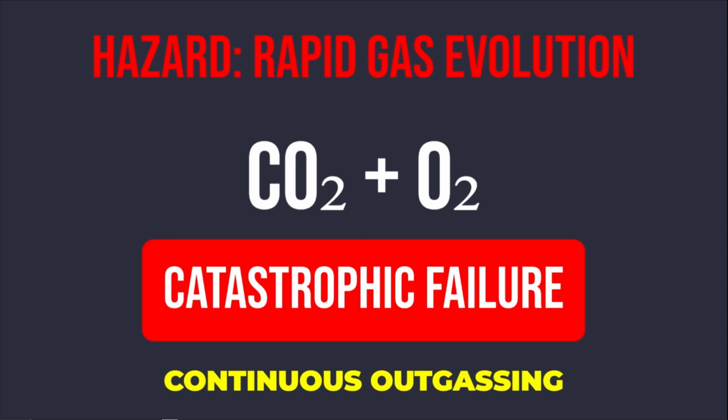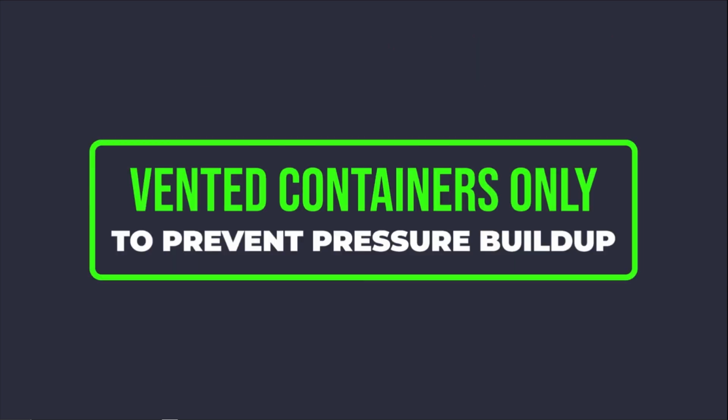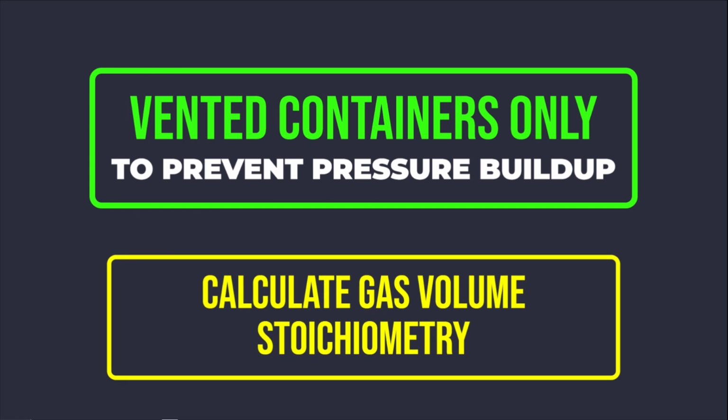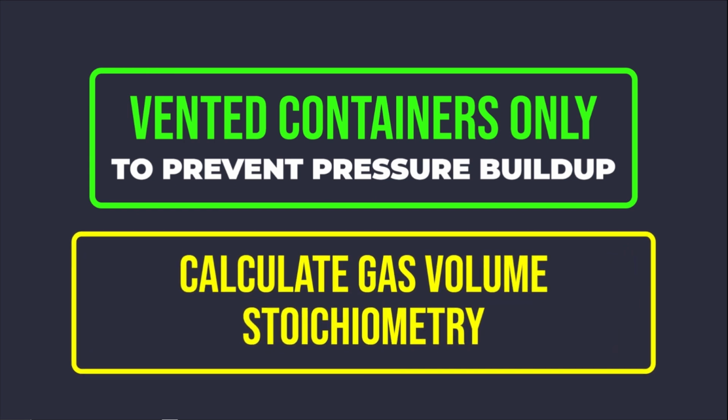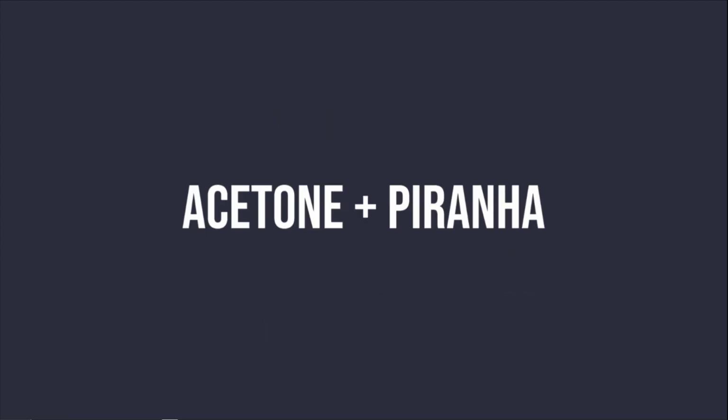Furthermore, the decomposition of hydrogen peroxide into water and oxygen gas is catalyzed by many materials, including transition metals and even dust particles. This means the solution continues to outgas long after the initial mixing. Proper laboratory protocol requires the use of vented containers and specialized glassware to prevent pressure buildup. Understanding the stoichiometry of the carbon oxidation reaction is essential for calculating the potential gas volume, especially when dealing with high surface area materials like carbon nanotubes or porous polymers.